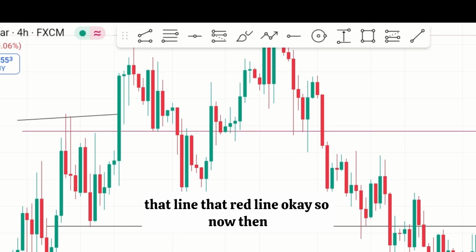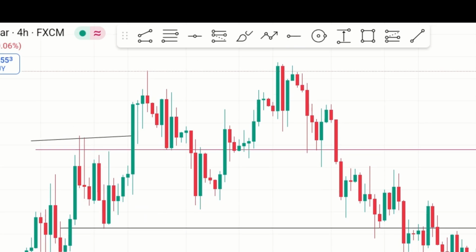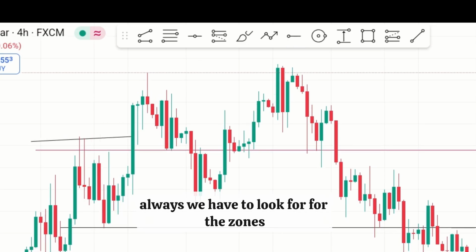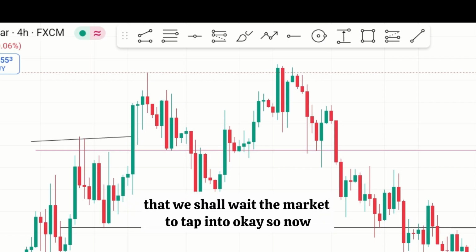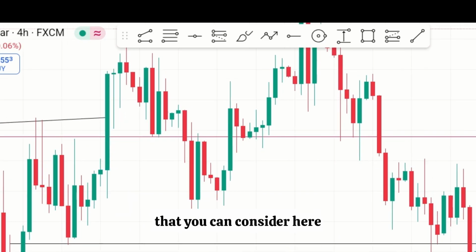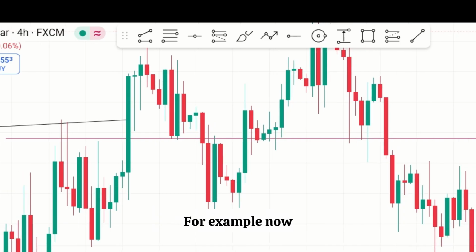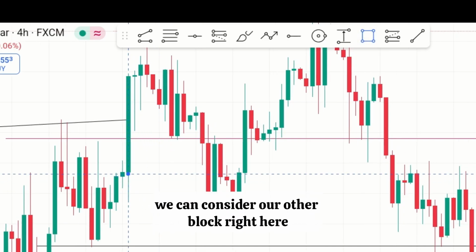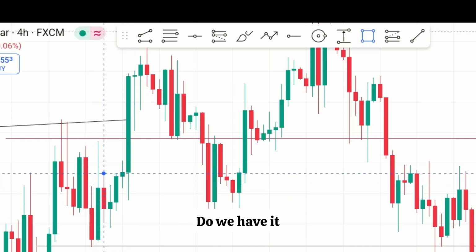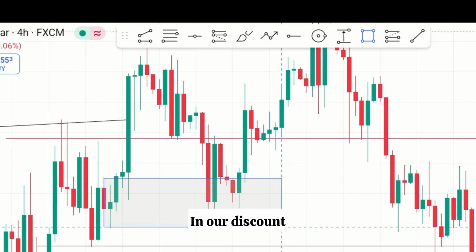When the market comes back, we need it to come below our 50 fib level. That's the discount zone. After the market comes there, we have to look for the zones that we will wait for the market to tap into. When you look at your H4 time frame, is there any order block or fair value gap you can consider here? For example, we can consider our order block right here, this big one in our discount.